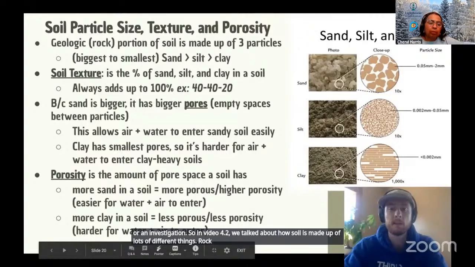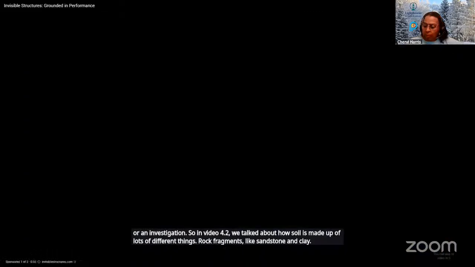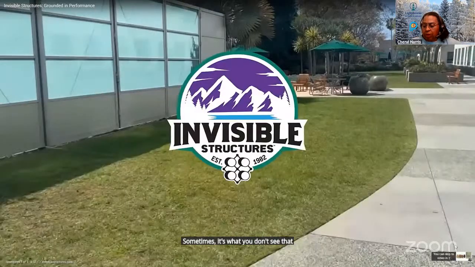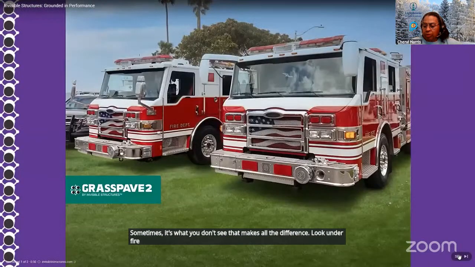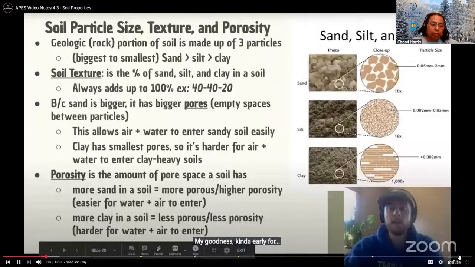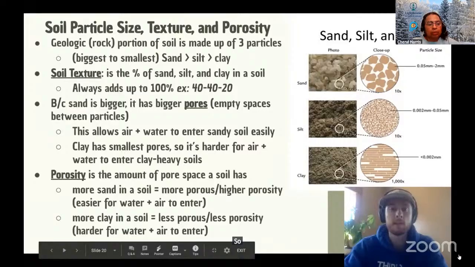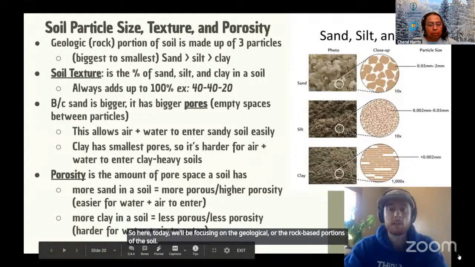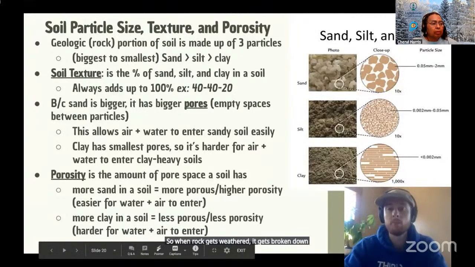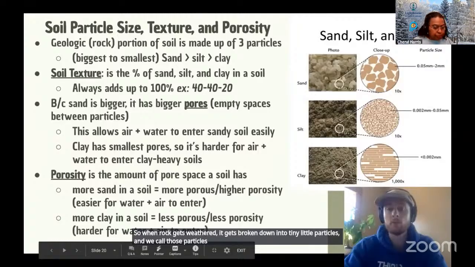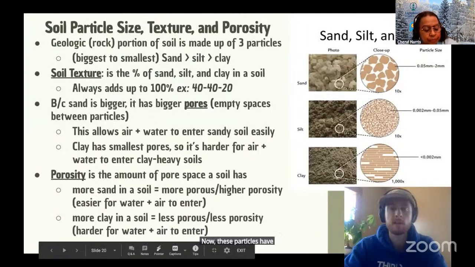So in video 4.2, we talked about how soil is made up of lots of different things. Rock fragments like sand, silt, and clay. Sometimes it's what you don't see that makes all the difference. Look under fallen leaves and grass-covered humus, organic matter, and even water or air. So here today we'll be focusing on the geological or the rock-based portions of the soil. When rock gets weathered, it gets broken down into tiny little particles, and we call those particles sand, silt, and clay. Now these particles have different sizes, and their size determines a lot of the characteristics of a soil. So when we talk about a soil's texture or what it feels like, what we're really talking about is the percentage of sand, silt, and clay.